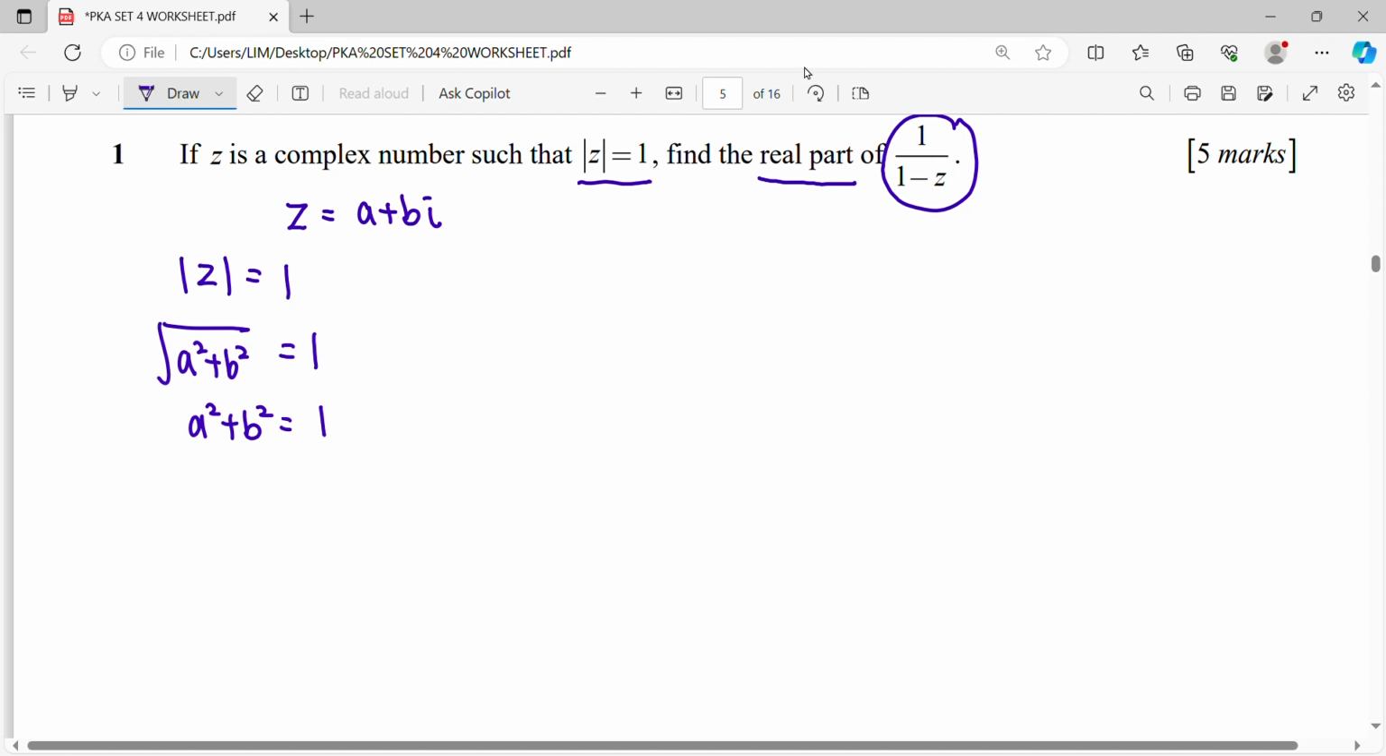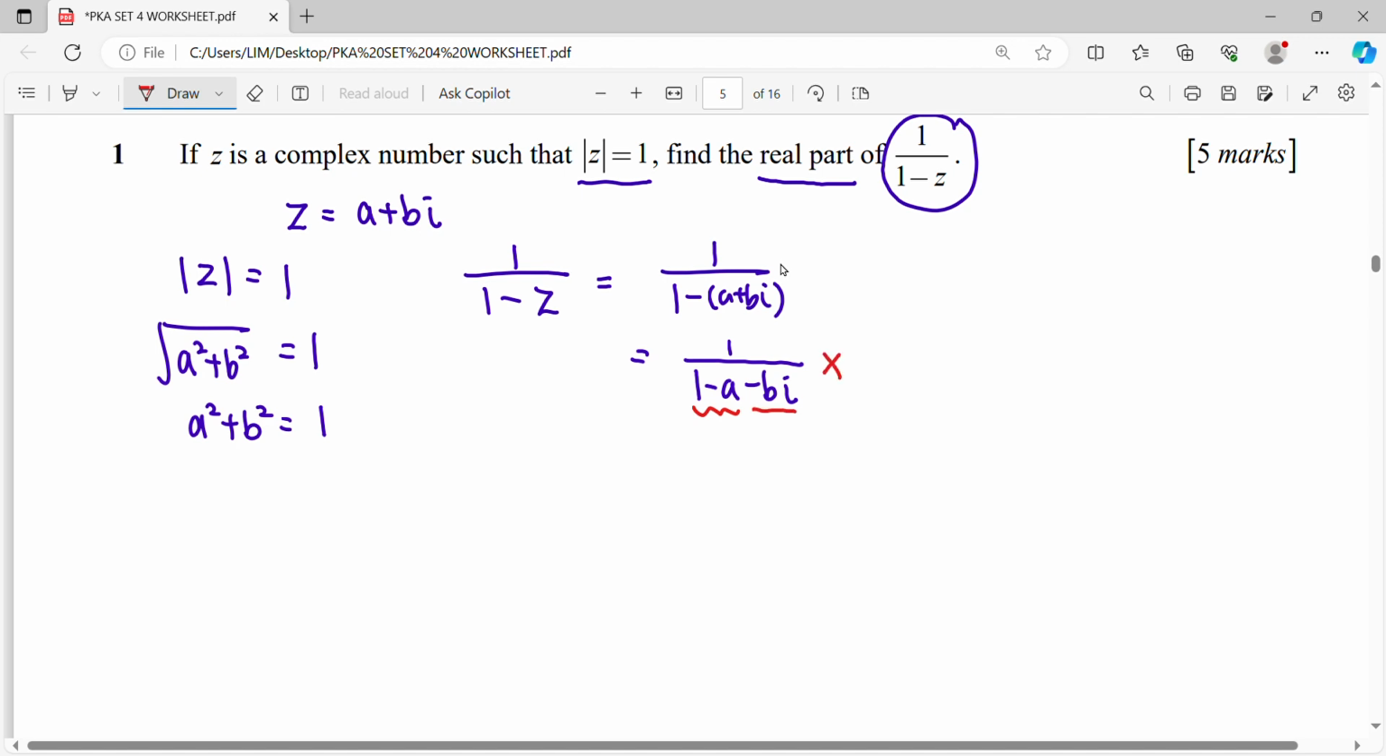Then for the second part, the division 1 minus Z will be equal to 1 minus a plus bi. So simplify this until we get a standard form. What's the real part? That will be your answer. So we have 1 minus a minus bi. Look at the complex number here: 1 minus a is the real part, and this is the imaginary part.